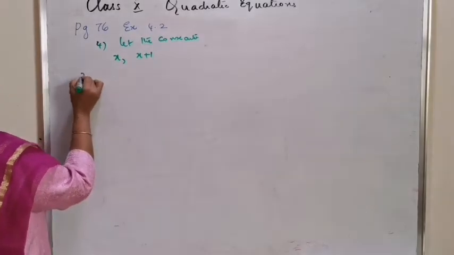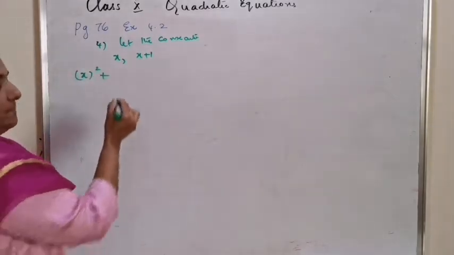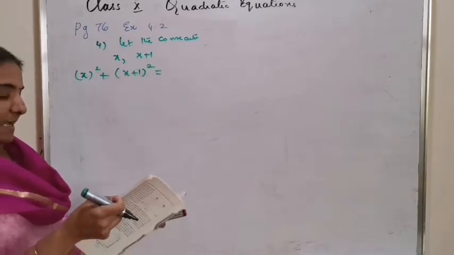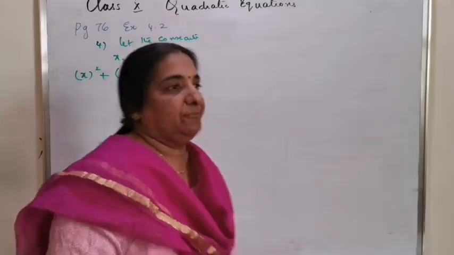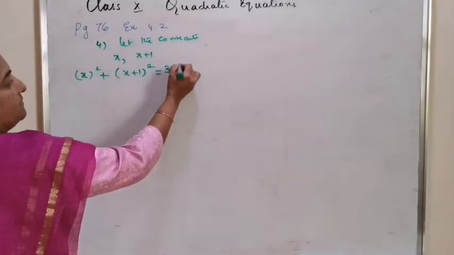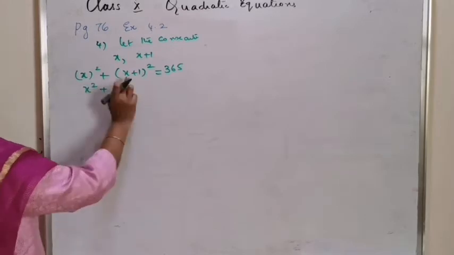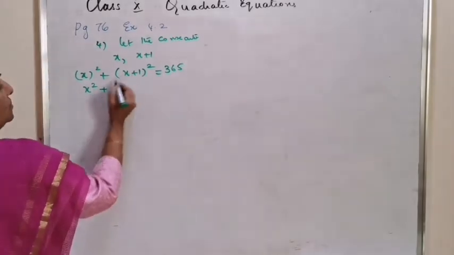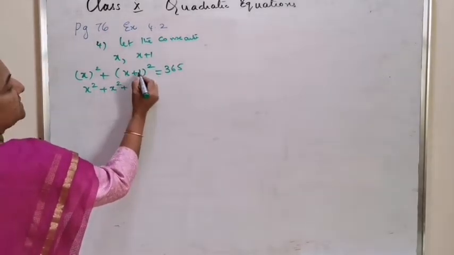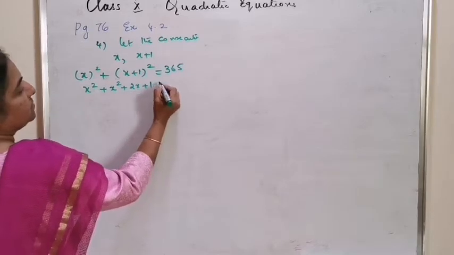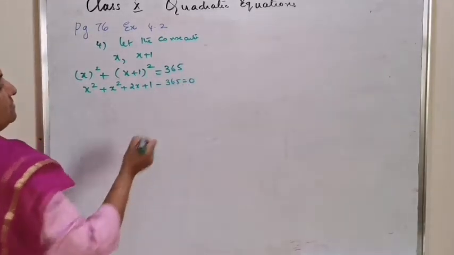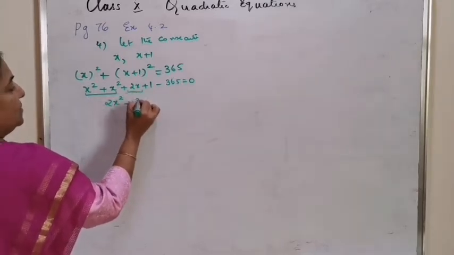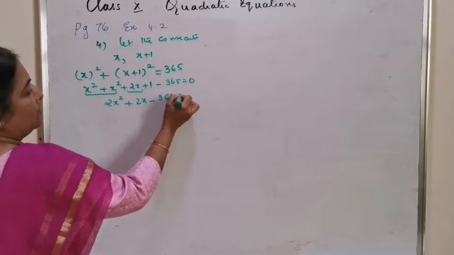That means according to the given condition, x the whole square plus x plus 1 the whole square, the sum of the squares, is given as 365. Like a plus b whole square is a square plus 2ab plus b square, so x square plus 2 into x into 1, 2x, plus 1 square is 1, minus 365 is equal to 0. x square plus x square is 2x square plus 2x minus 364 equal to 0.